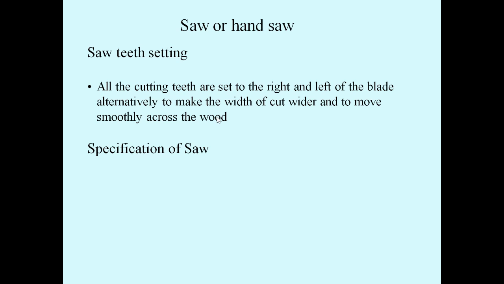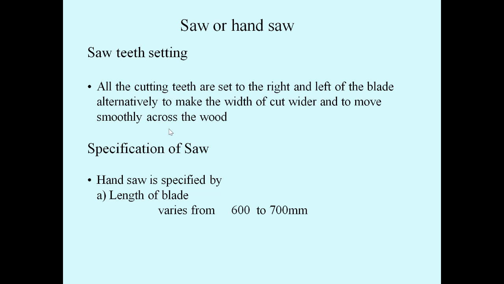Next, specification of a saw. A hand saw is specified by the length of the blade, which varies from 600 to 700 mm. Next, pitch of the teeth. The pitch of the teeth is about 2.5 to 8 mm.